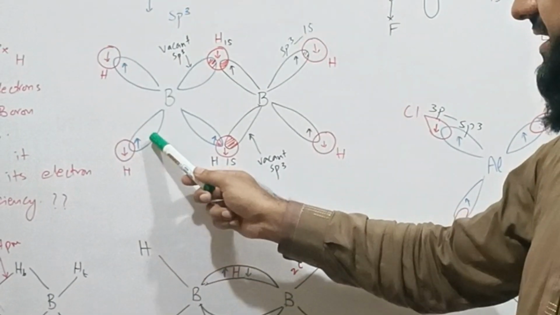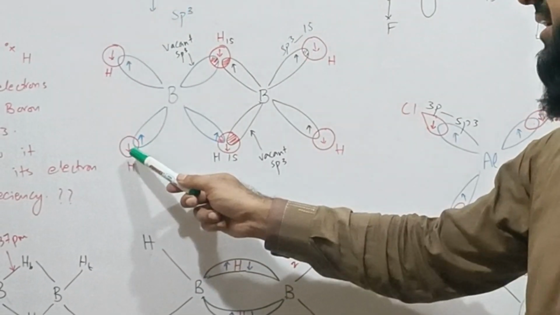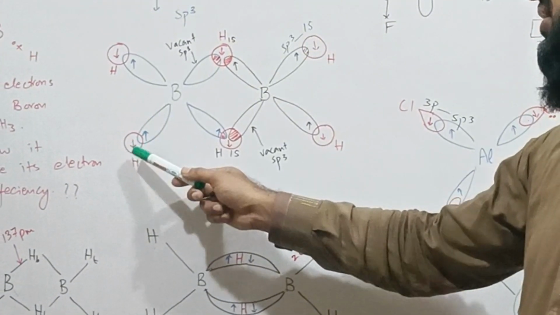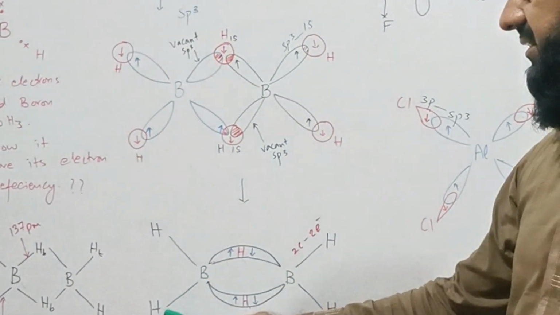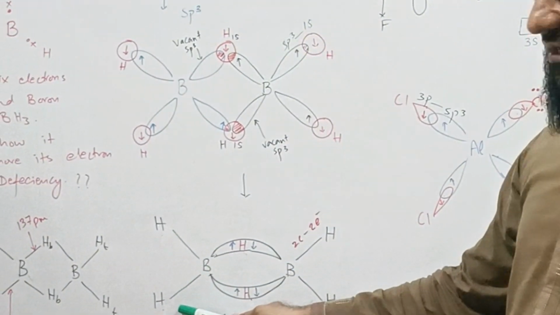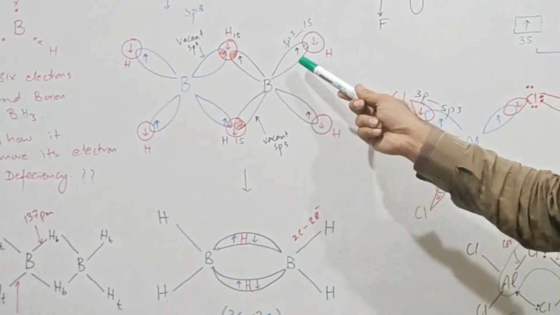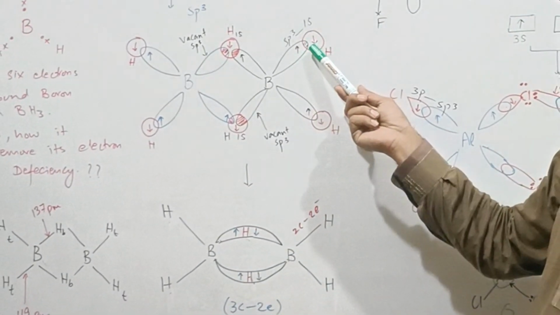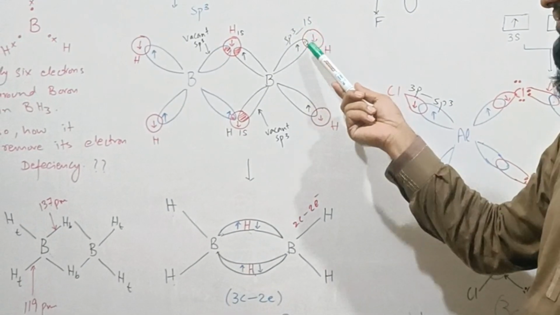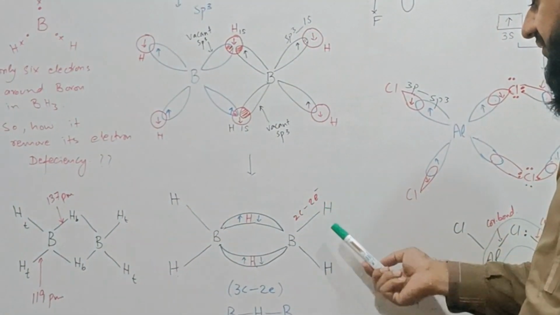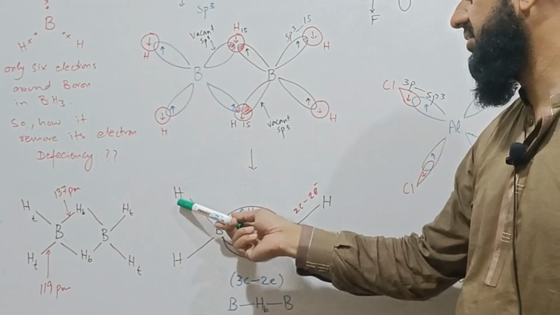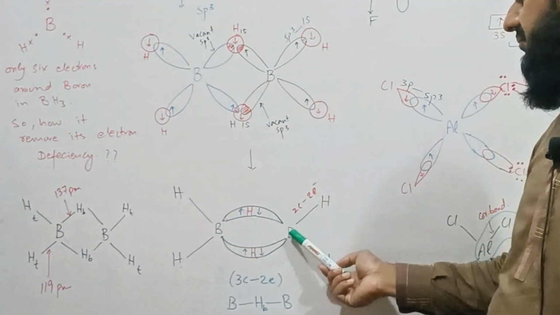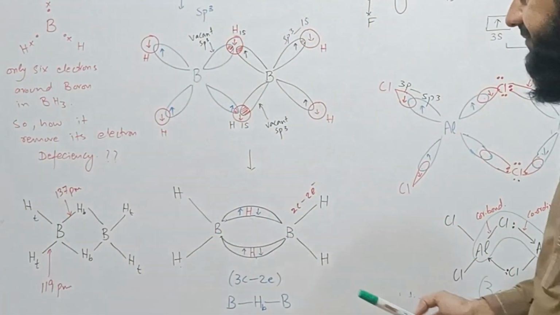And if we see this sp3 hybridized orbital, it also overlaps with 1s of hydrogen, and another simple covalent bond is formed, and similarly this sp3 overlaps with 1s of hydrogen. So 4 simple covalent bonds are formed by both boron atoms.